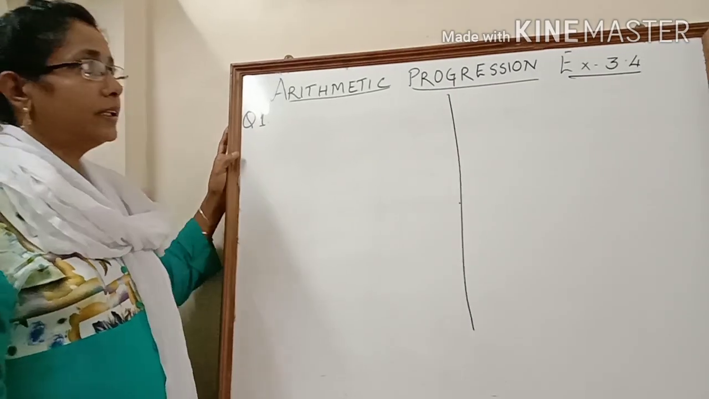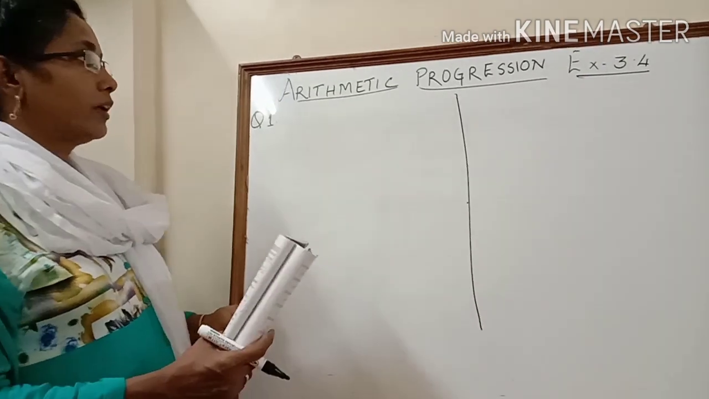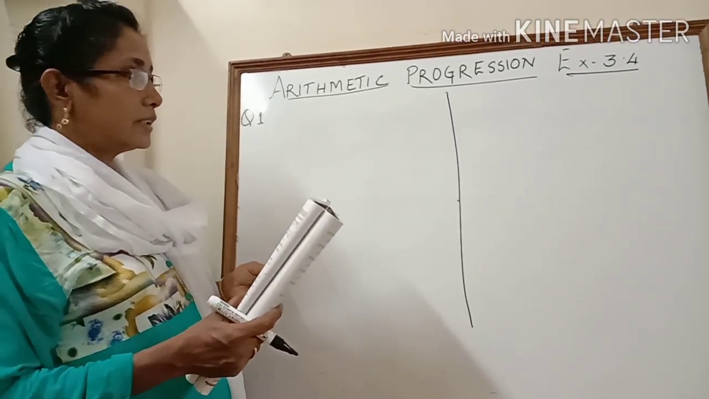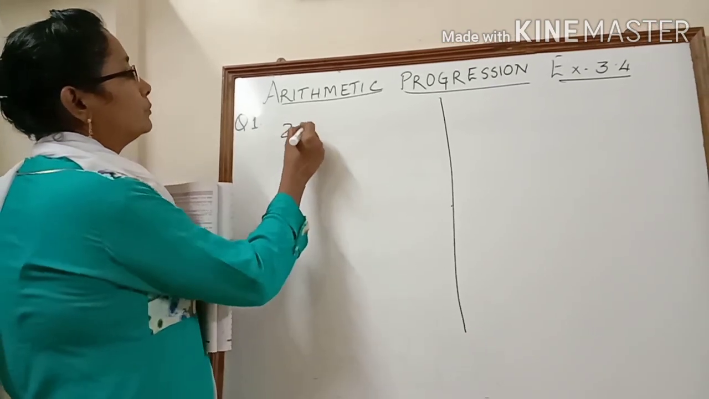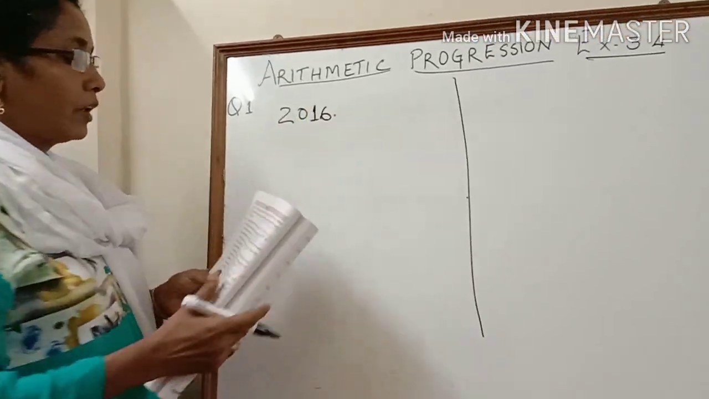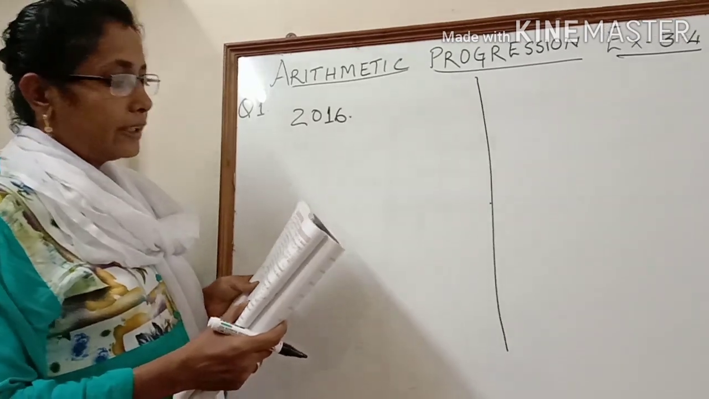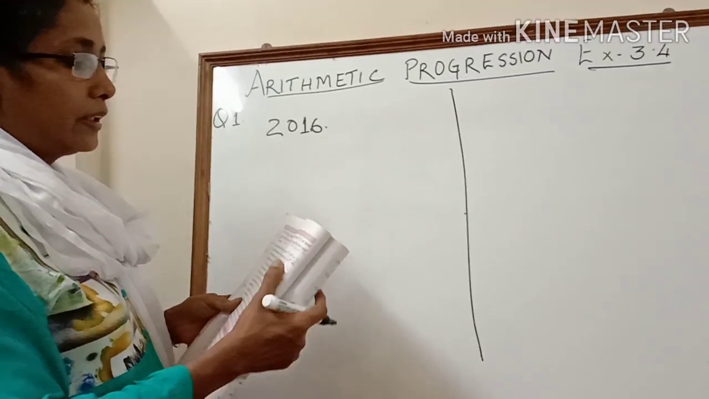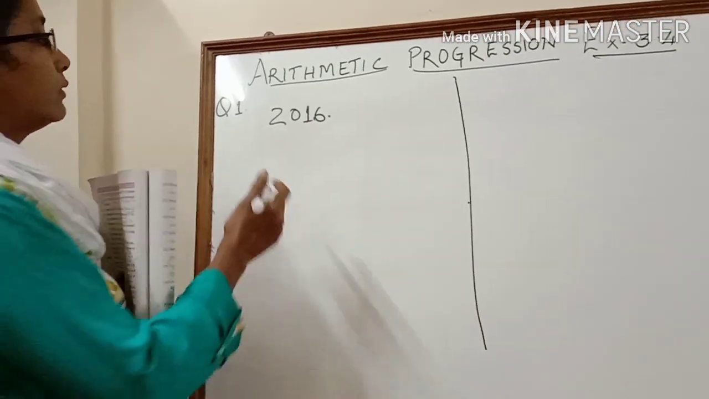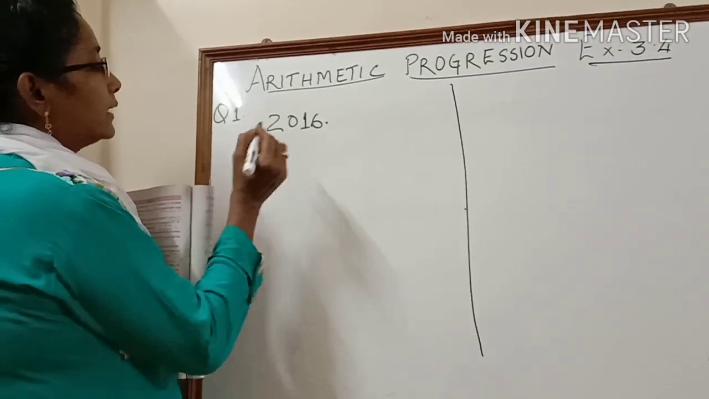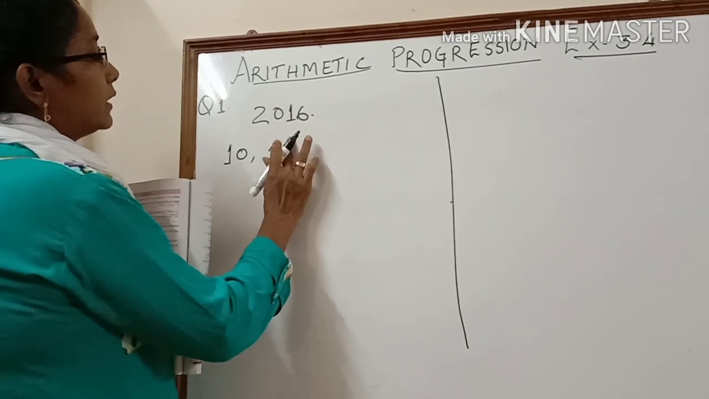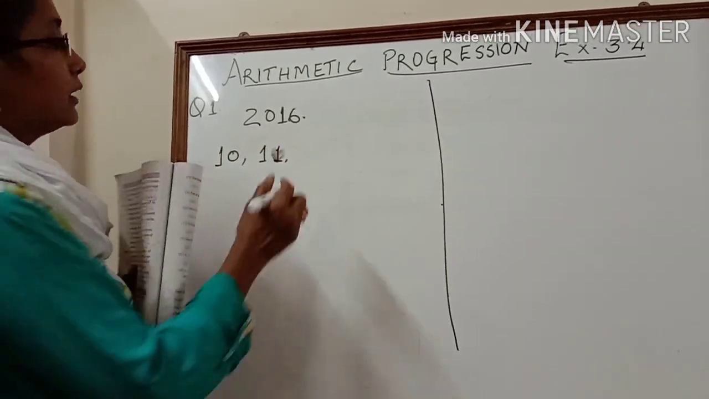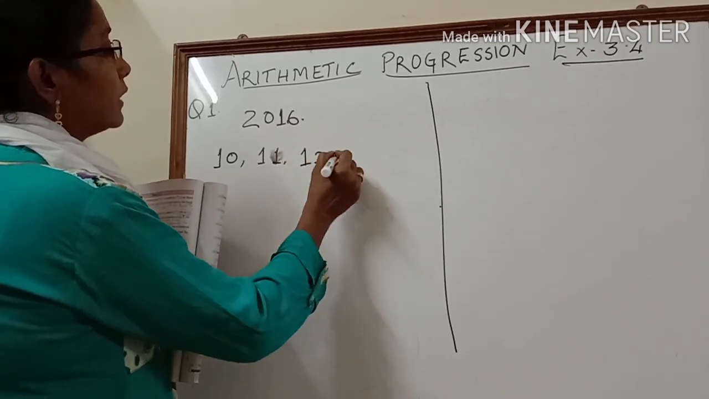We are going to start exercise 3.4. Now, the question is on 1st Jan 2016, Sanika decides to save rupees 10. On second day, rupees 11. Third day, rupees 12. That means first day it is rupees 10, second day it is rupees 11, third day it is rupees 12 and so on.